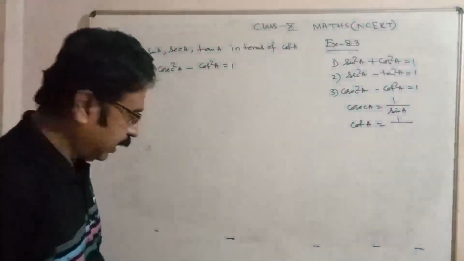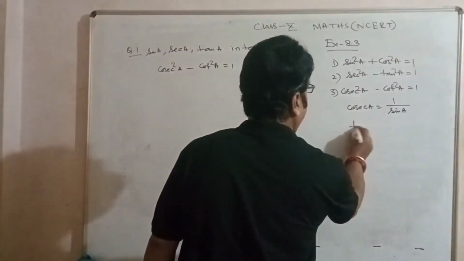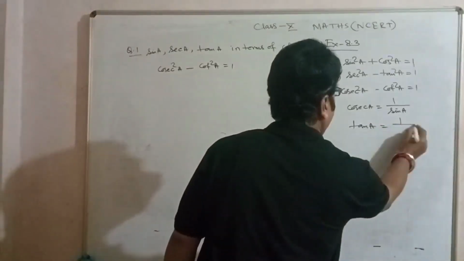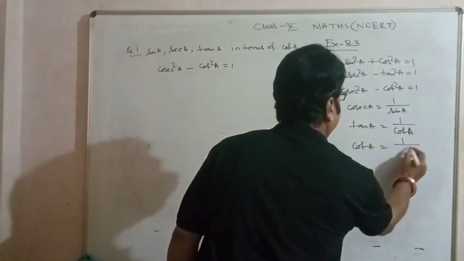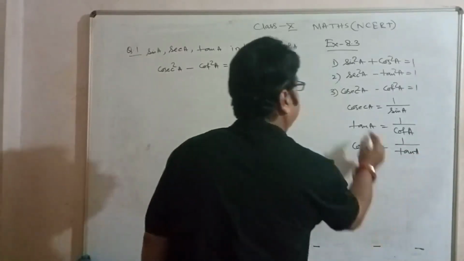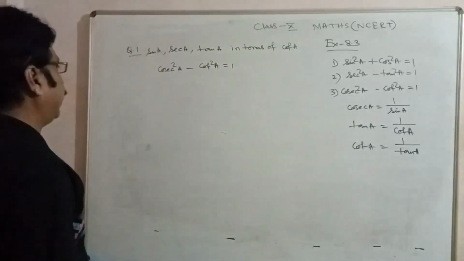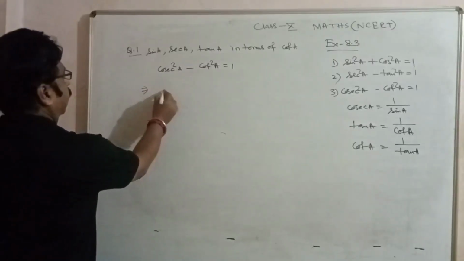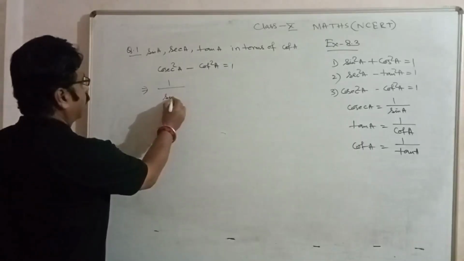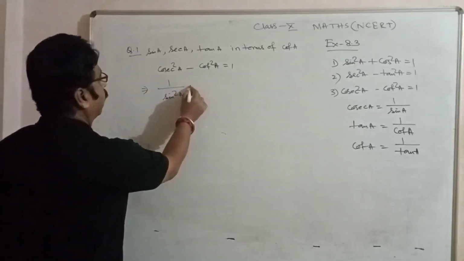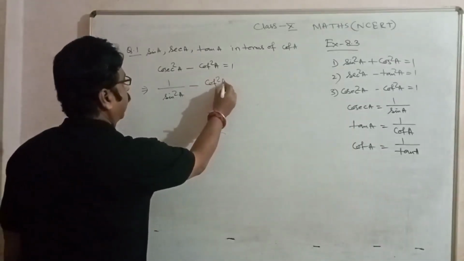For tan A, we can write 1 upon cot A. Tan A, 1 upon cot A, or cot A is 1 upon tan A. Cosec A can be written as 1 upon sin A, and sin A can be written as 1 upon cosec A. 1 upon sin A whole square, it will be 1 upon sin square A minus cot square A equals to 1.